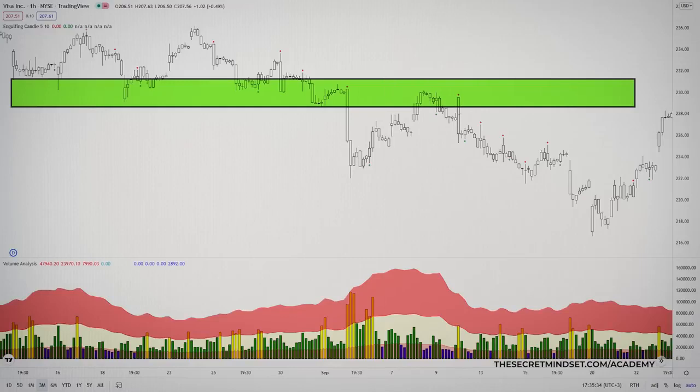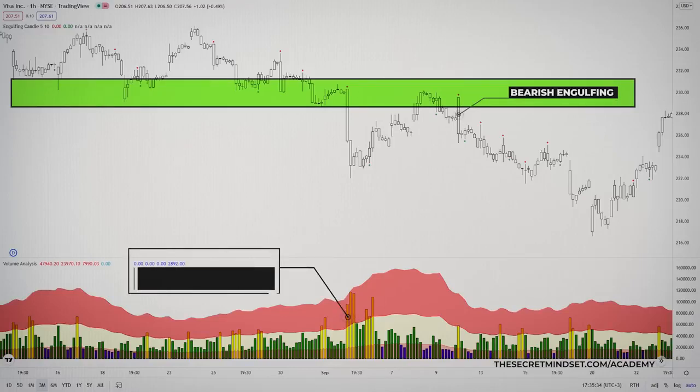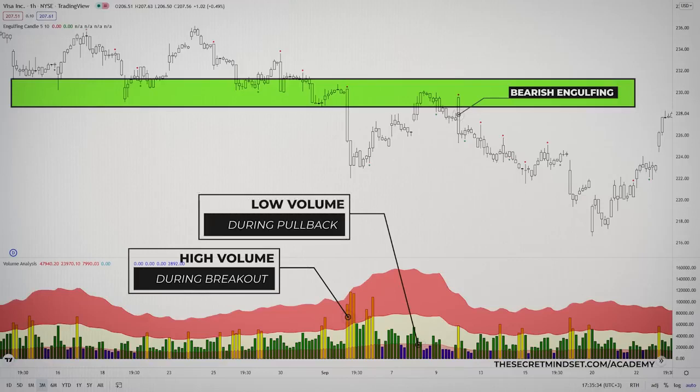Here we can see when the market reached the area, a bearish engulfing candle formed. Volume confirmed the move, high volume on the breakout, and low volume during the pullback. Seeing the engulfing candle at the retest with volume confirmation, you could have entered into a short trade with your stop above the high of the breakout zone.